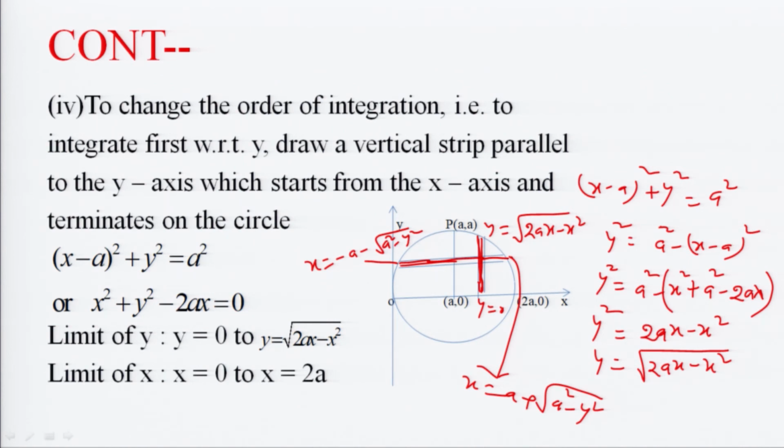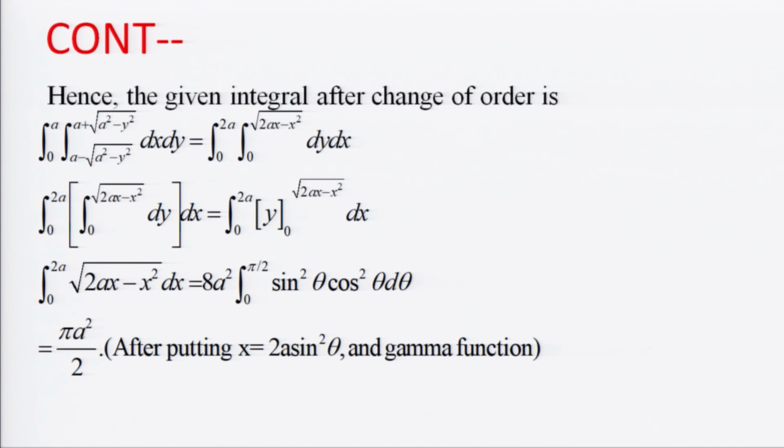This is a circle, and after changing the order of integration we have the double integral: y varies from 0 to a, x varies from a minus under root a square minus y square to a plus under root a square minus y square, dx dy, which is equal to x from 0 to 2a and y from 0 to under root 2ax minus x square, dy dx.